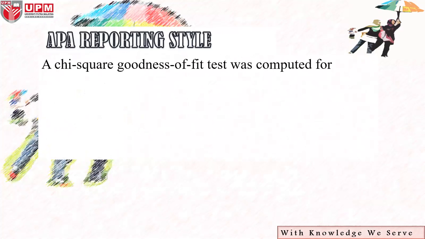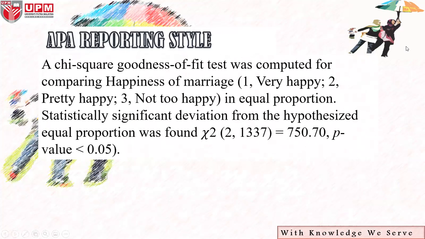Okay, in terms of writing, a chi-square goodness of fit test was computed for comparing happiness of marriage, with 1 referring to very happy, 2 pretty happy, 3 not too happy, in equal proportion. So we estimate that the respondents will distribute equally. But a statistically significant deviation from the hypothesized equal proportion was found. Chi-square equals 750.7, significance value lesser than 0.05.